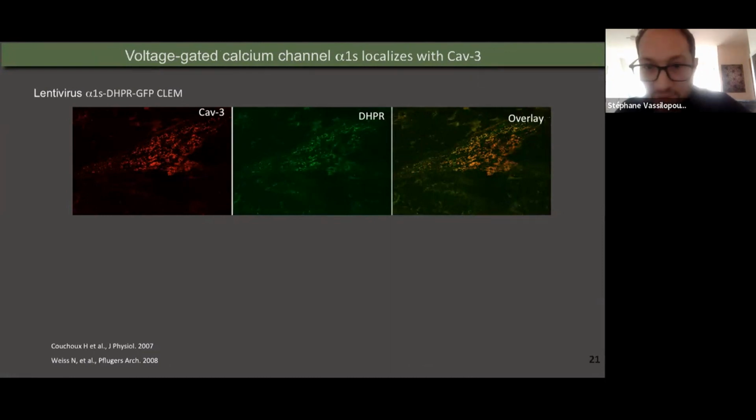And so we did this experiment. We used the lentivirus that expresses the alpha-1s subunit of the DHPR calcium channel. It's tagged with a GFP tag on it. And then we culture these cells, we unroof them, and then we label the caveolin 3. And what was fascinating is that, but that was something that had already been shown by the groups in Lyon, which are the electrophysiologists, which had already shown that there was a link between caveolin 3 and the DHPR calcium channel.